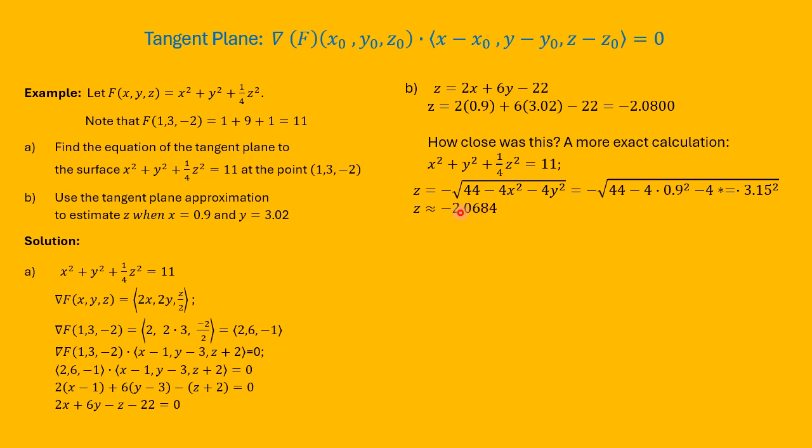Those are pretty close together. This rounds off to minus 2.07, I guess, instead of 2.08, but that's pretty close. So I think we can be pretty happy with that result. The delta x and delta y that we used were sufficiently close to 0, so the approximation gave us a pretty accurate result.